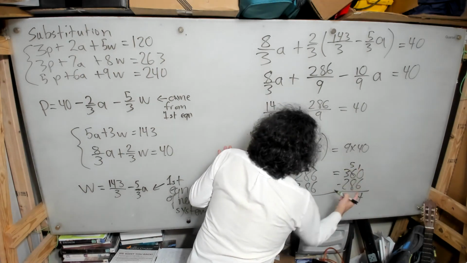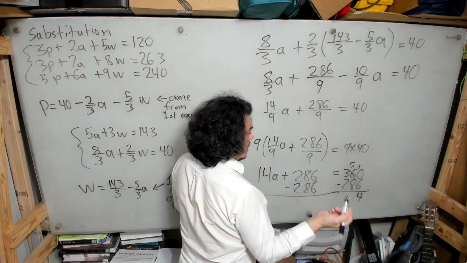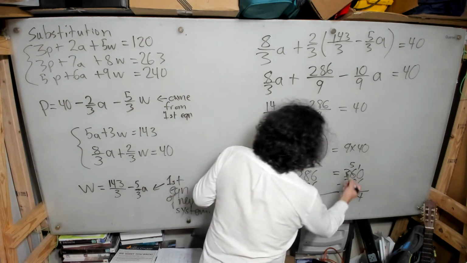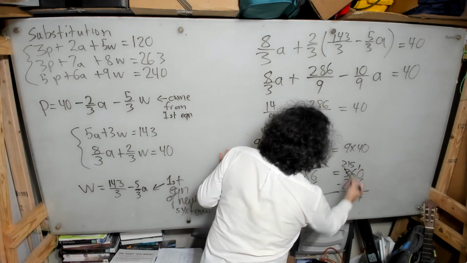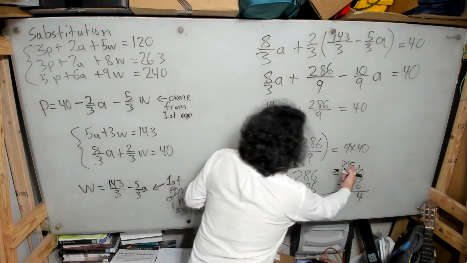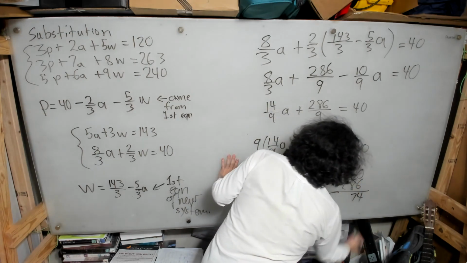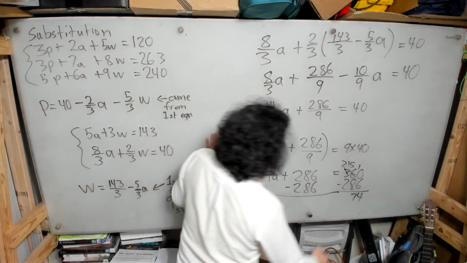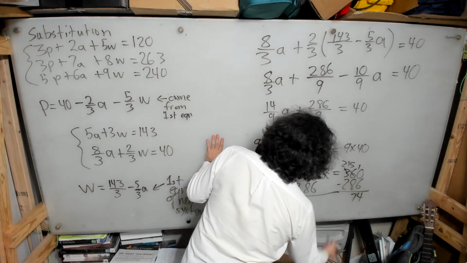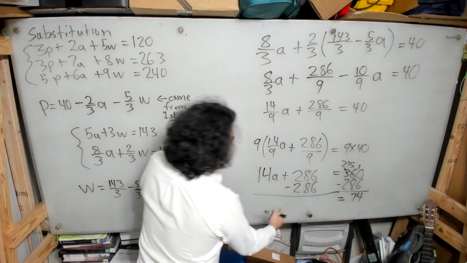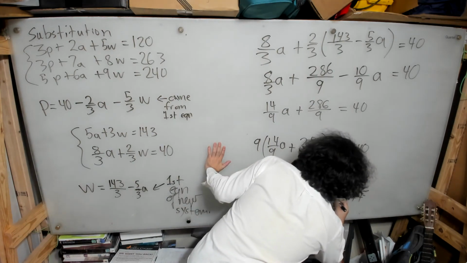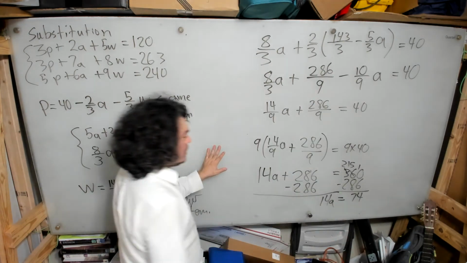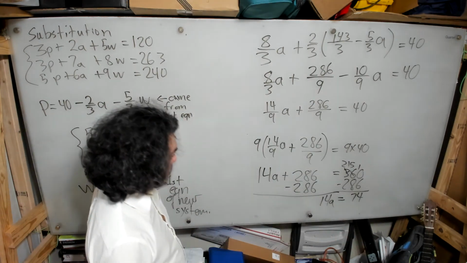5 minus 8, can't do it. Why? Because 5 is less than 8. So I have to borrow from here. This becomes a 2, this becomes a 15. 15 minus 8, that's 7. Okay? And then 2 minus 2 is 0. So I get that 14a is equal to 74. Okay?